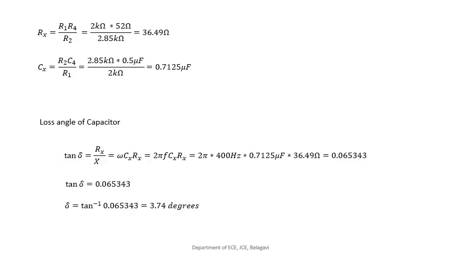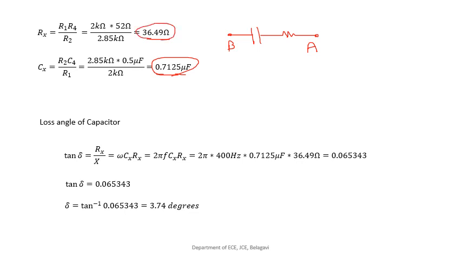Now if you solve for that, you'll get around 36.49 ohms, and then the capacitance will be around 0.7125 microfarad. So you'll have a capacitance and a resistance in that branch between B and A. Between B and A, you will have this capacitance of 0.7 microfarad and resistance of around 36 ohms.